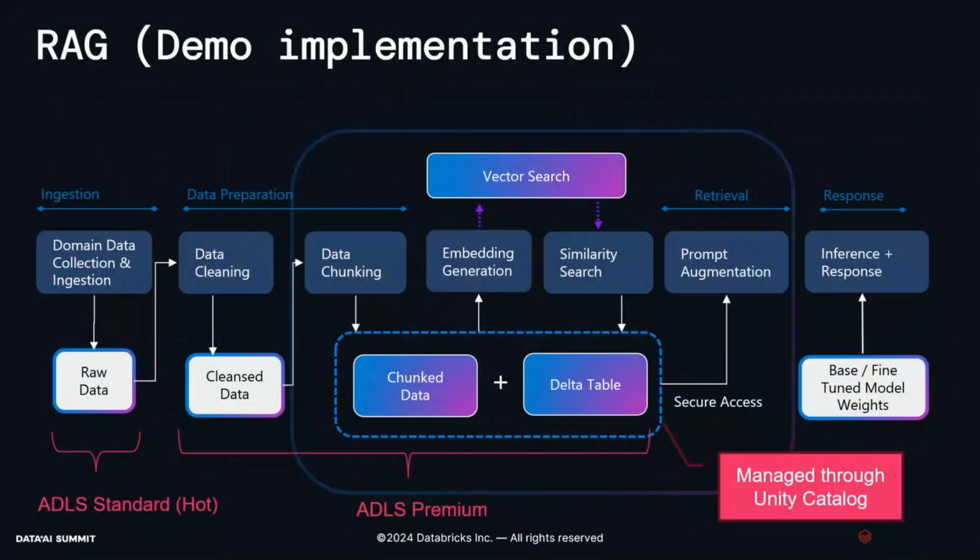Really just wanted to show here on the bottom, well, you can't see it, but the raw data is in ADLS standard, the cleansed, chunked, and Delta tables in ADLS premium for the super low and consistent latency. Yep. And all of this is managed through the Unity Catalog, which we didn't get a chance to show you, but it's there. If you want to come by the Microsoft booth, we can show you there.